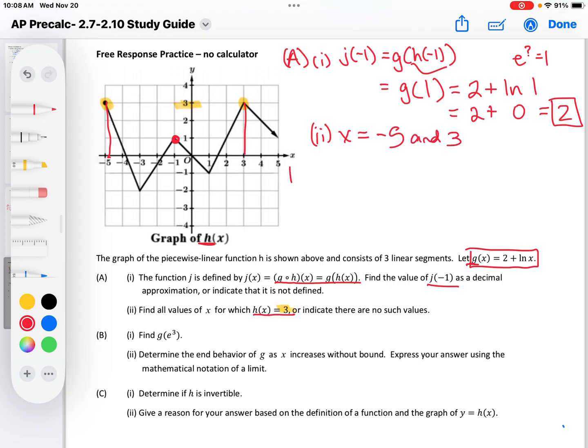All right. Now for part B. Item 1 says, what is g of e cubed? So notice it's the g function, so use your g of x equation. So it'll be 2 plus natural log of e cubed. Remember, natural log of e cubed is the same as saying e to what power equals e cubed. So that power must have been 3. So 2 plus 3 is 5.